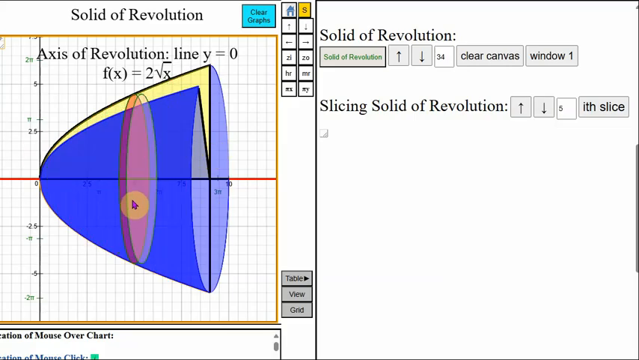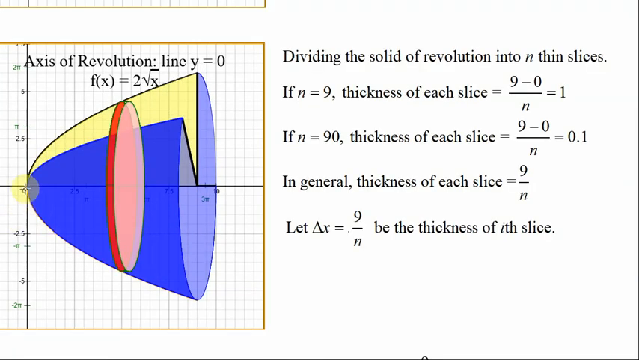One of the slices, or one of the discs, would look like this. Let's find the volume of this disc right here. Let's call it the ith disc. Notice that the distance from here to here is 9. So if we divide the solid into 9 discs or 9 slices, then the thickness of each disc will be 9 over 9, which is 1.